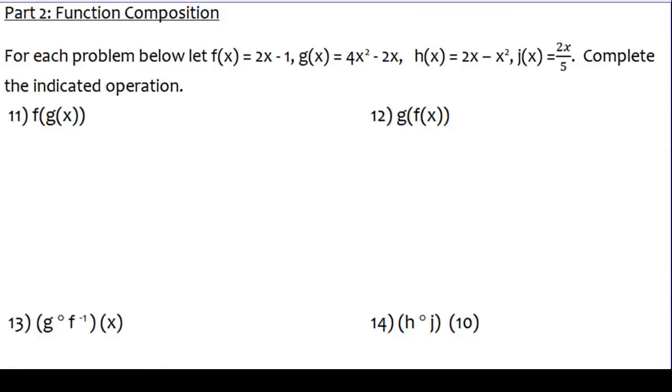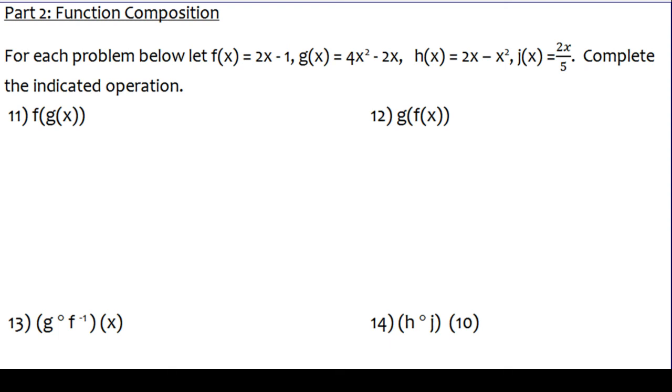Okay, so in part 2, we're taking a look at compositions and inverses. I know at the top it just says function composition, but you can see in problem number 13, there are some inverses involved, so we'll talk about that when we get there. So the first problem and the second problem, number 11 and number 12, they kind of look the same.